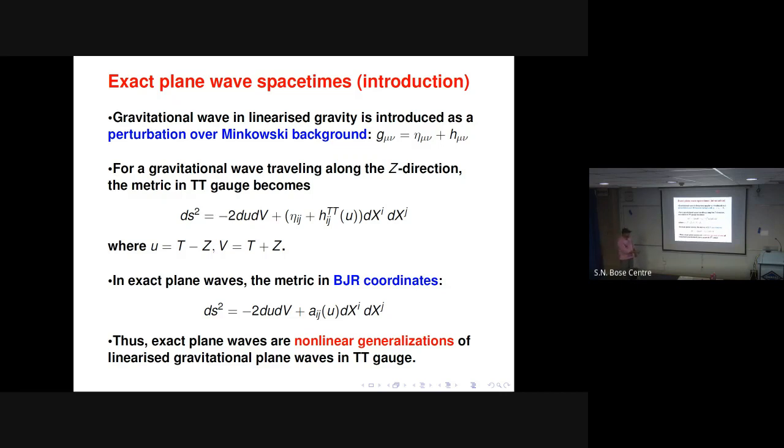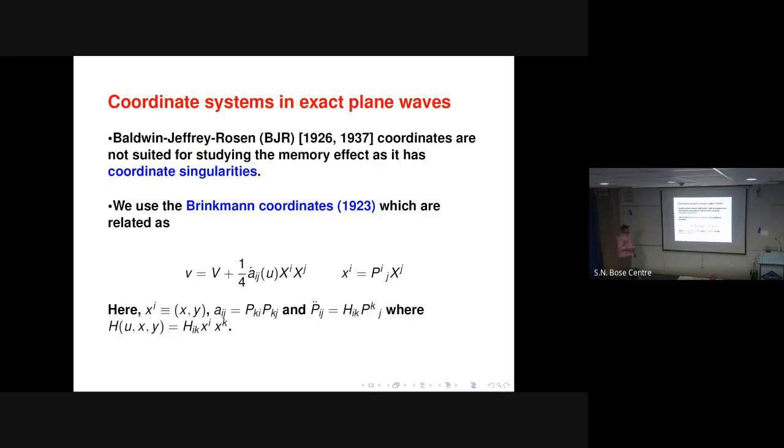So this is the kind of space-time that I'm going to talk about. But in this coordinate system, which is called Baldwin-Jeffery-Rosen, or in short form BJR, suffers from coordinate singularities. Why it is there, I am not going to discuss here, but it is written in our paper. So we are going to construct another coordinate system by coordinate transform.